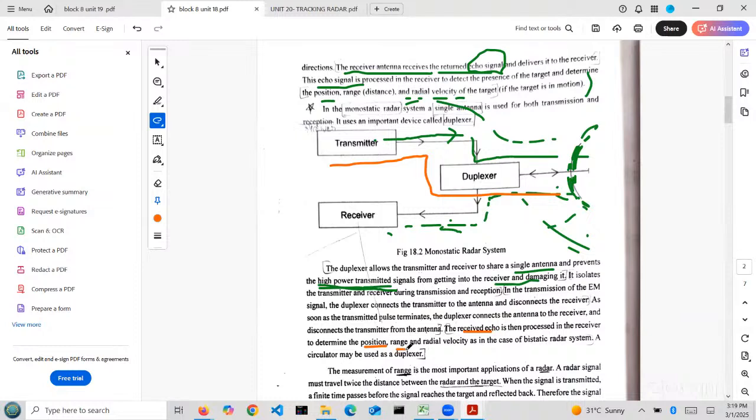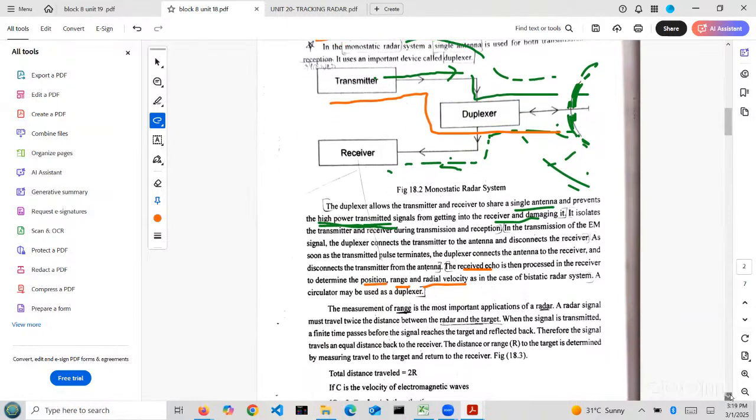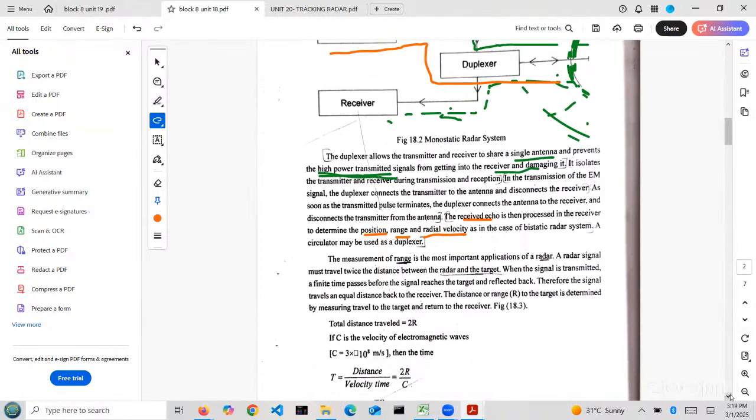Also, we are calculating its range and its radial velocity. In both cases, monostatic and bistatic, we are calculating the position, range, and radial velocity. These calculations are common for both bistatic and monostatic. Next, we will see how to measure the range.